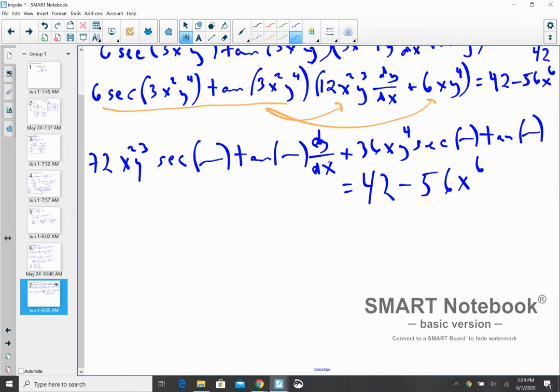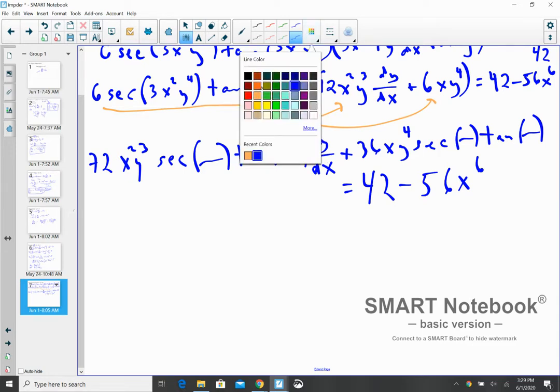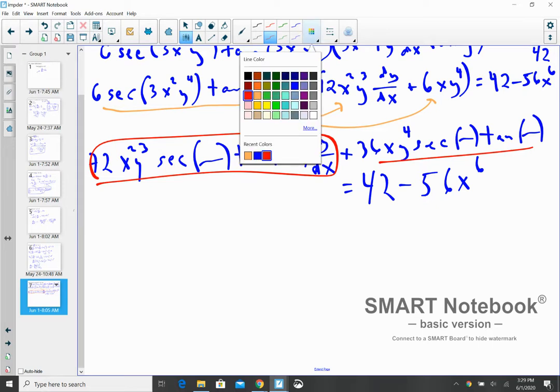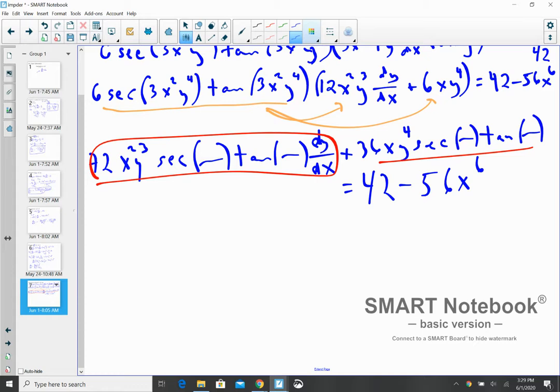Now you see the dy dx term? I'm going to highlight it here real quick. I use red. There's the dy dx term. That means that this other piece is going to have to move over to the other side of the equation. You would subtract it over. So this one remains the same, and I still have the dy dx.